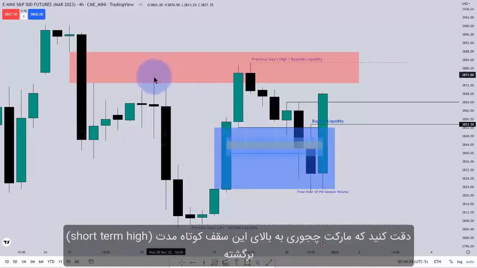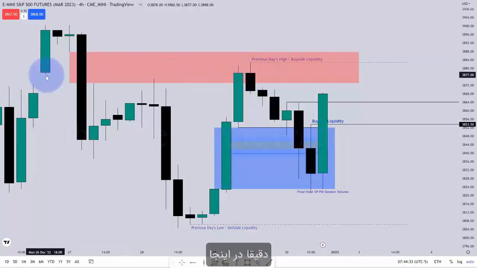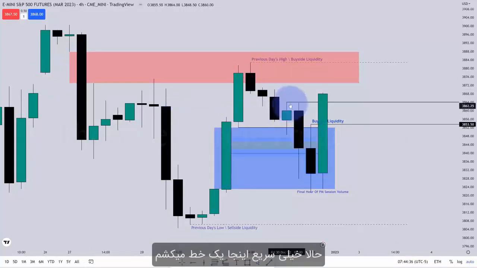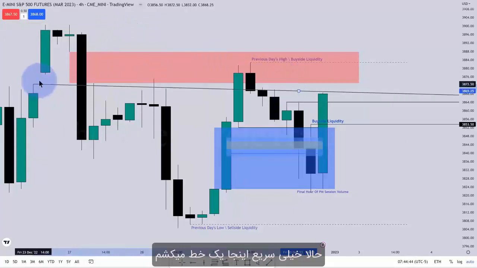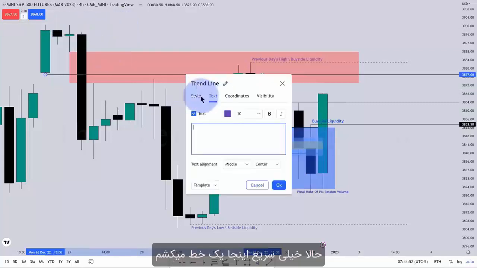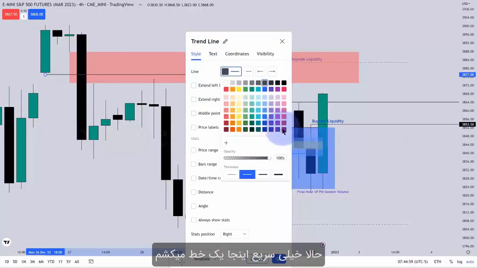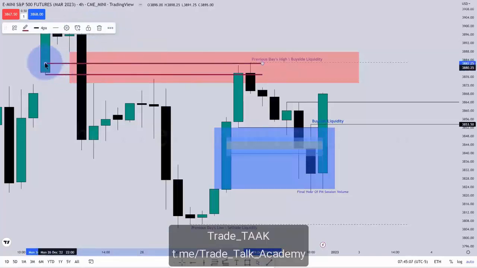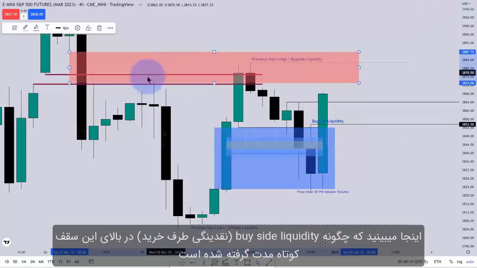Notice how the market goes back up above the short-term high here, where the bodies stop in this swing high. I'm just going to borrow a line real quick. Okay, you can see how the buy side above this short-term high was taken, but it was more specifically aiming for that liquidity void.